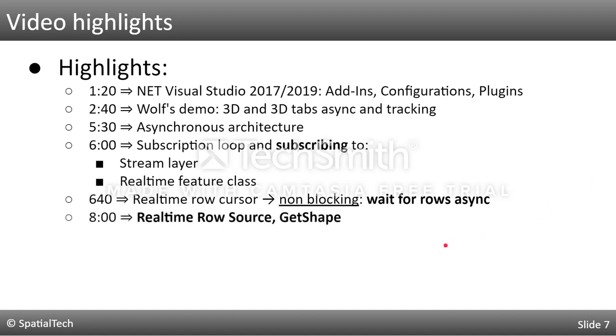And so they have these real-time row sources. We saw a get shape in there where they were getting the geometry and that sort of thing, probably to update the center of the view.